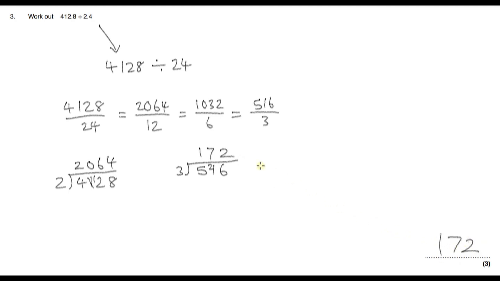And like I said, there's loads of ways you could have done this. A lot of people will just do 4,128 divided by 24 using the bus stop method. But this is how I did it. So either way, as long as you get the right answer, we're all good.